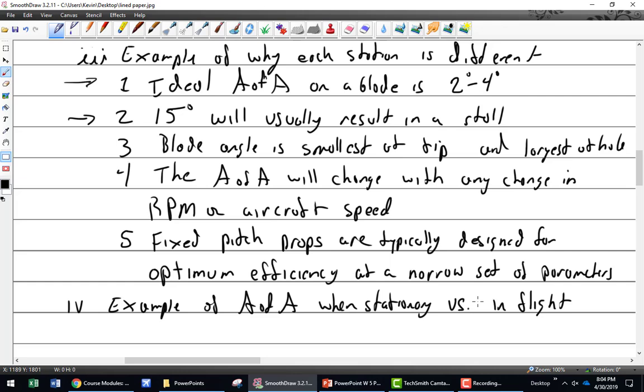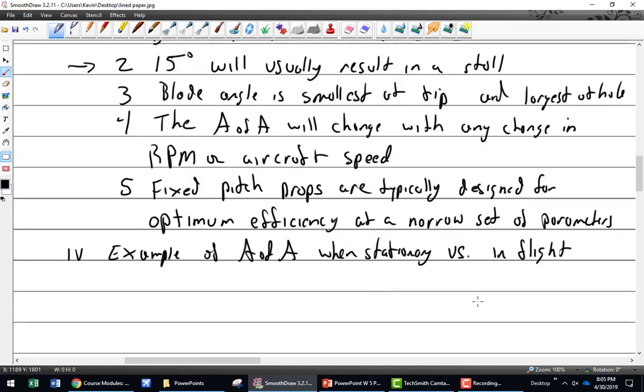All right, so we did an example of angle of attack when stationary versus in flight. There's a lot of stuff there. And then we can get into climbs or dives, which is really going to change things, but I think I'm just going to make things a little more difficult if I get too in depth here.